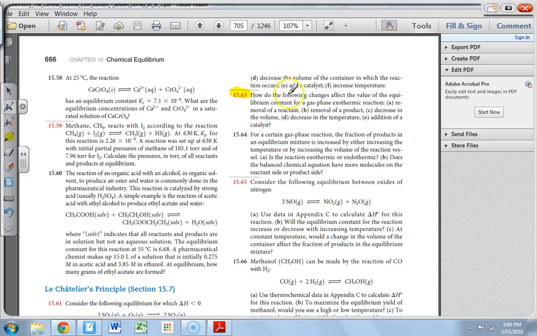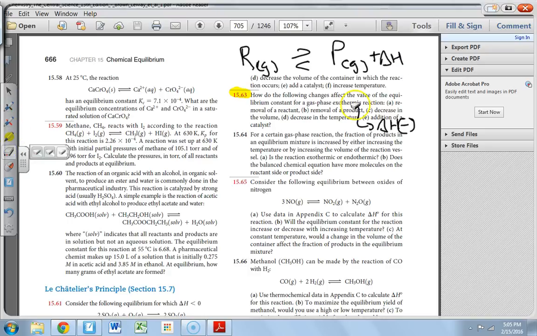It just says, how do the following changes affect the value of the equilibrium constant for a gas phase exothermic reaction? So what we know is that the general form of a reaction is reactants in equilibrium with products, and I put gas here because it's a gas phase reaction and it's exothermic. The fact that it's exothermic means that the value of delta H doesn't matter, it just matters that it's negative. So if it's negative, that means that heat is a product of the reaction.